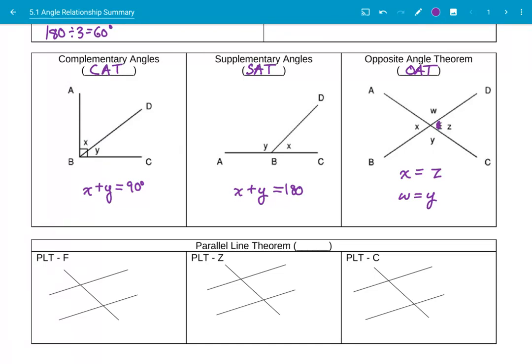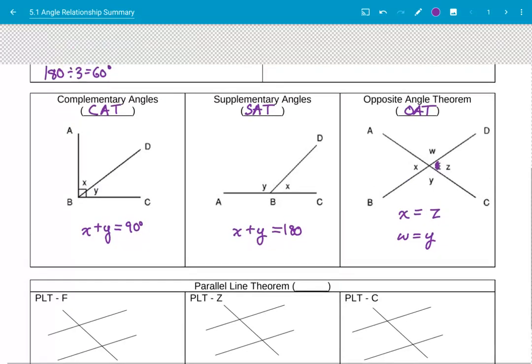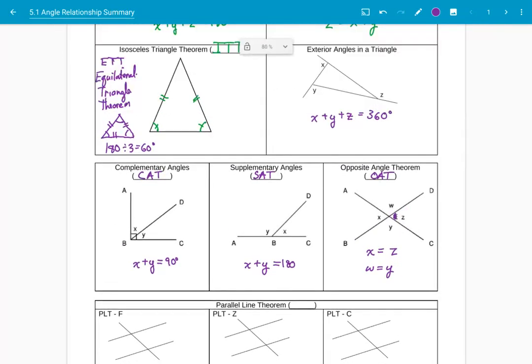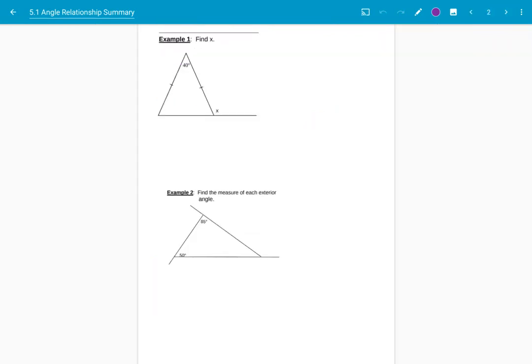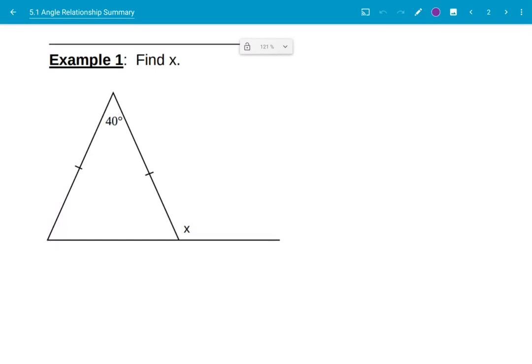Okay, so pause the video, go back, and make sure you've got everything filled in. Now grab some line paper or some blank paper and start each example by pausing the video and copying the diagram. So example 1, pause the video and copy the diagram.